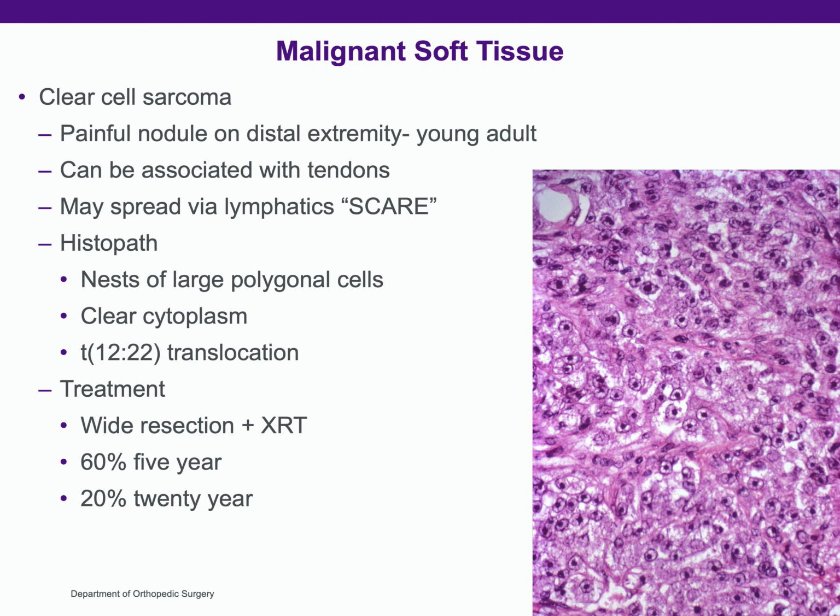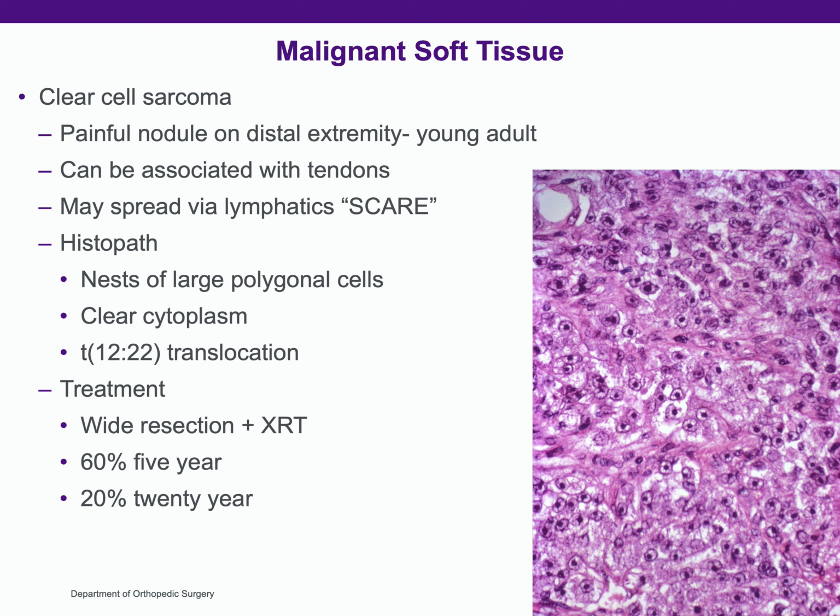Another favorite on tests, although very rare, because it has a unique histology, is clear cell sarcoma. These, for unknown reasons, often present in the distal extremity in a young adult. So this is a common malignancy, not the most common, to see in the hand. Can be associated with tendons. This is one that can spread to the lymph nodes, so remember that in terms of workup.